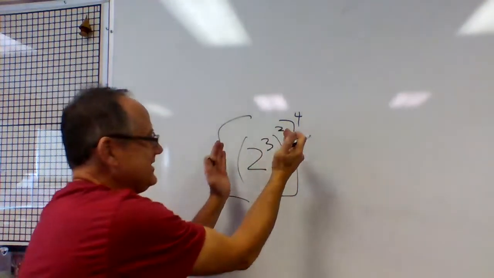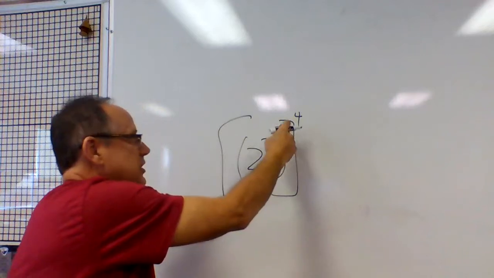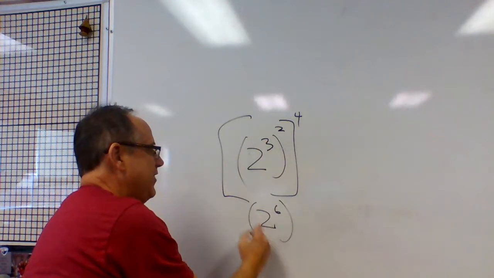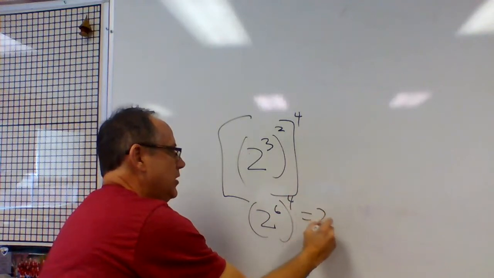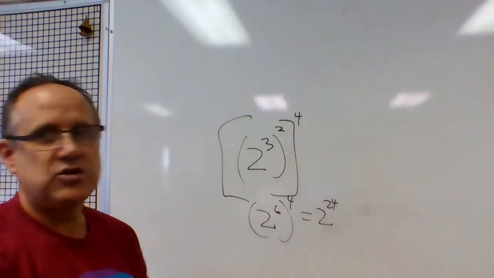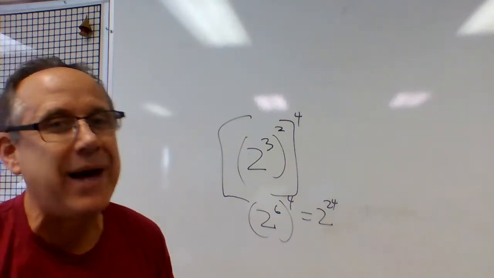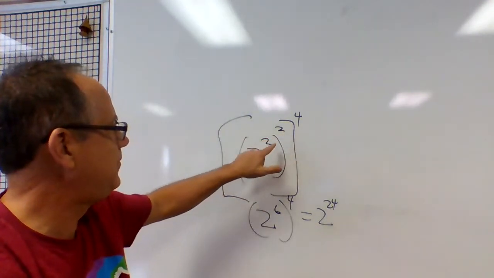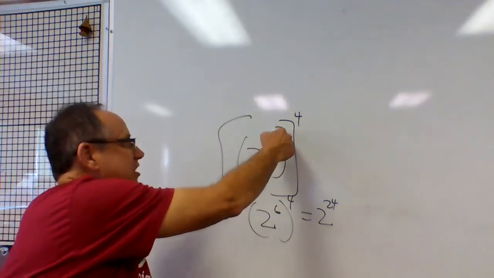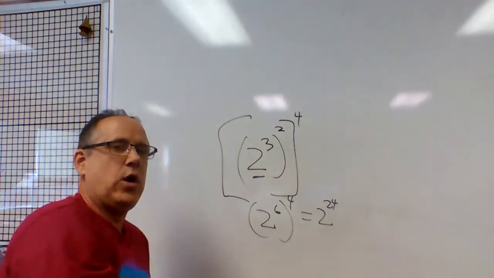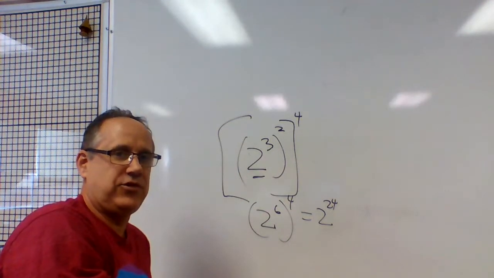We always want to start inside, farthest in. 2 times 3 is 6, so we would have 2 to the 6th. And then we would multiply that by 4. 2 to the 24th. So when we have a power of a power, this is going to apply to everything inside of here, and there's only one base. There's only one base for it to apply to.